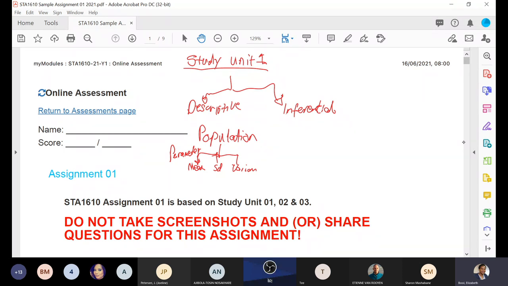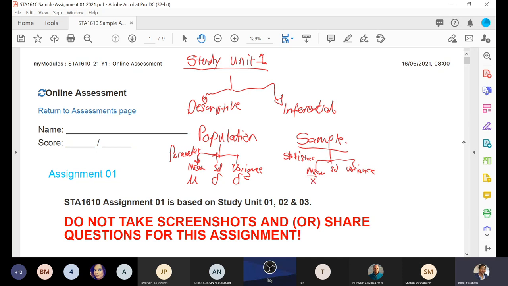The mean for the population is mu, the standard deviation is sigma, and the variance is sigma squared. That is for the population. If we do it for the sample, you also need to remember the sample. Also, you can calculate all this because you collect them from the population. So we call them statistics.